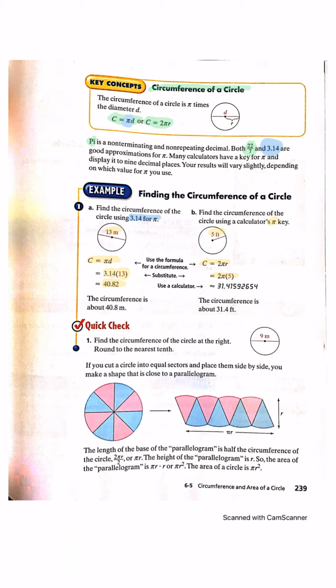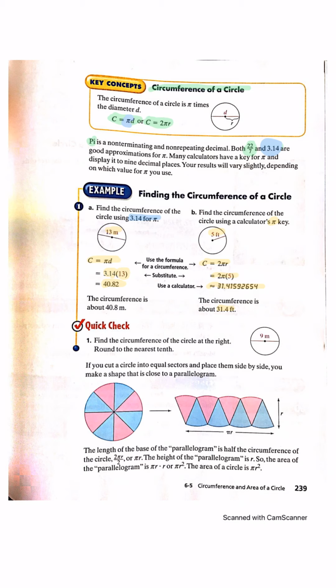So if you were to type in your calculator 2 times pi times 5, you are going to get 31.4159265. So round that to the nearest tenth, and the circumference is about 31.4 feet.